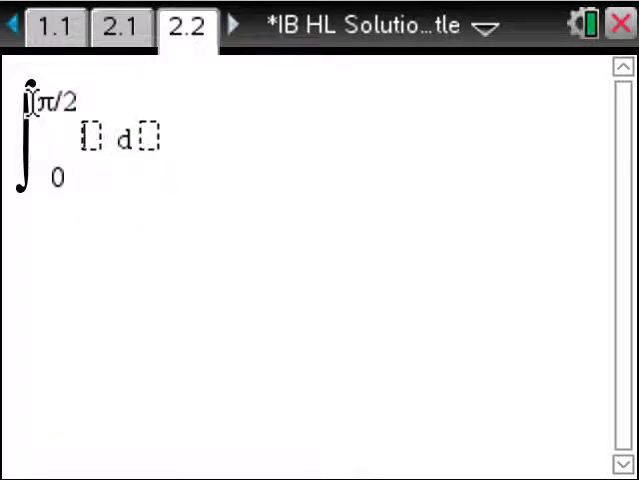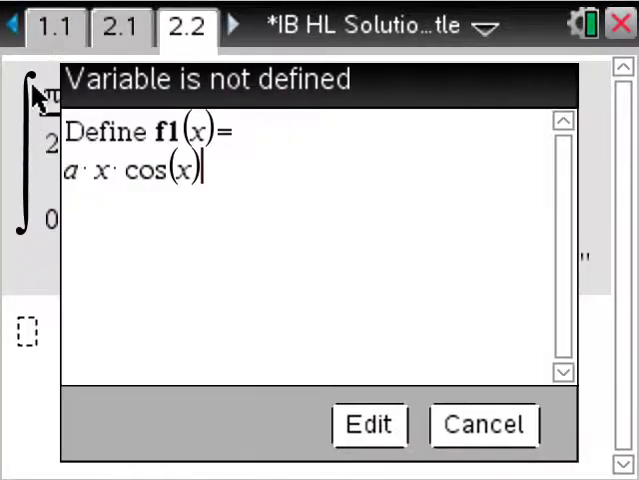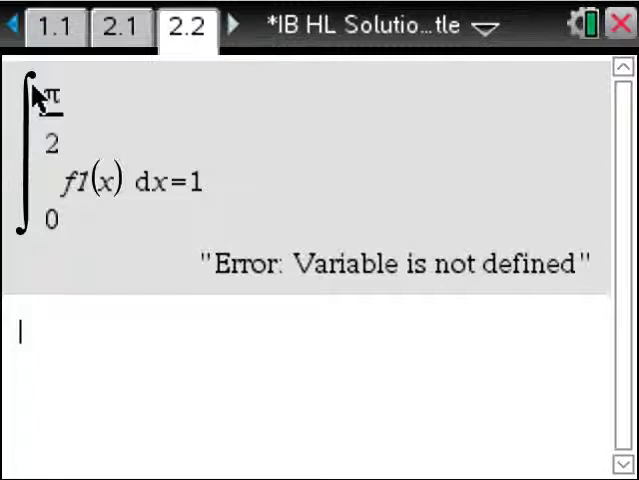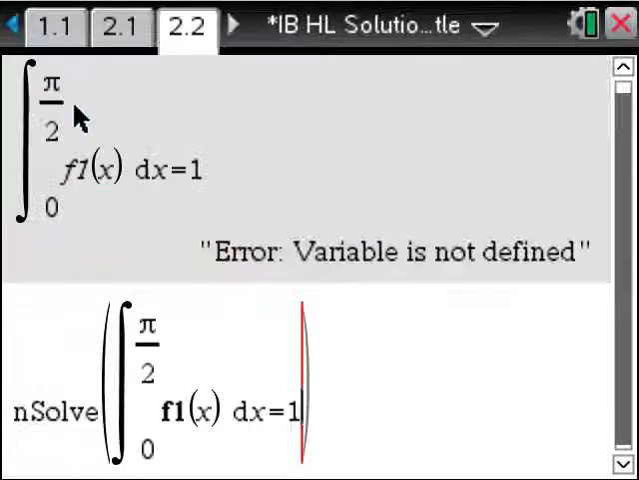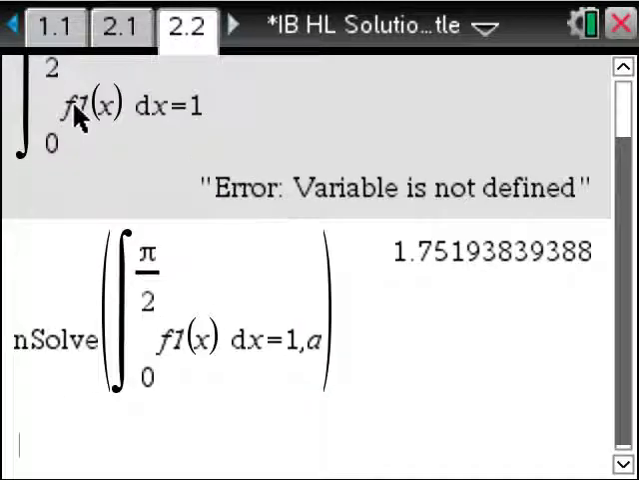Pi divided by 2. And the reason I typed in the function is I can just pull up f1 of x there, dx, and this should equal 1 if I move out of this template, if we have indeed a valid value for a. So when I press enter, it says variable not defined. It gives us all the errors there. So if I do menu, algebra, numerical solve, that expression for a, it comes back with 1.75.